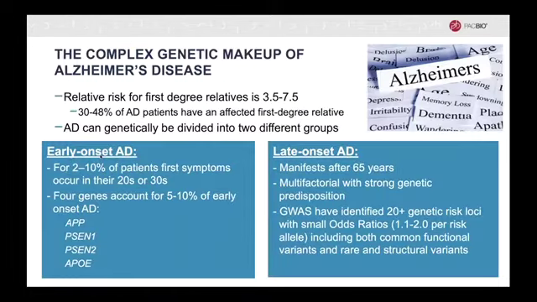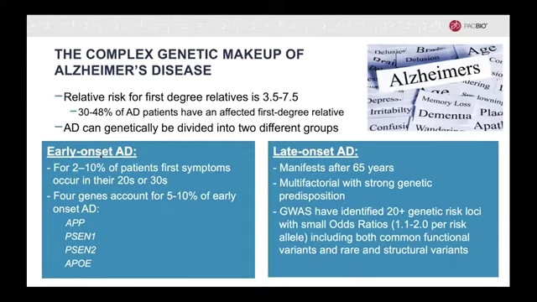Now, if we look at the genetic makeup of Alzheimer's disease, it's been concluded it's definitely genetic, as we see a family aggregation of the disease within families. Genetically, Alzheimer's disease can be divided into two different subgroups. You have early onset Alzheimer's disease, where patients start displaying symptoms in the early 20s, and 4 genes can really account for 5 to 10% of early onset Alzheimer's disease.